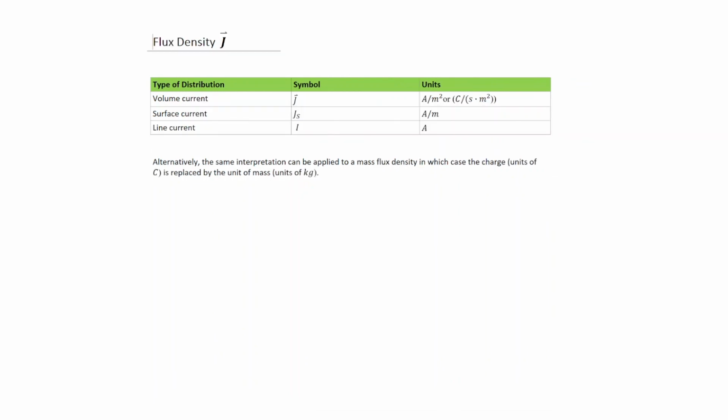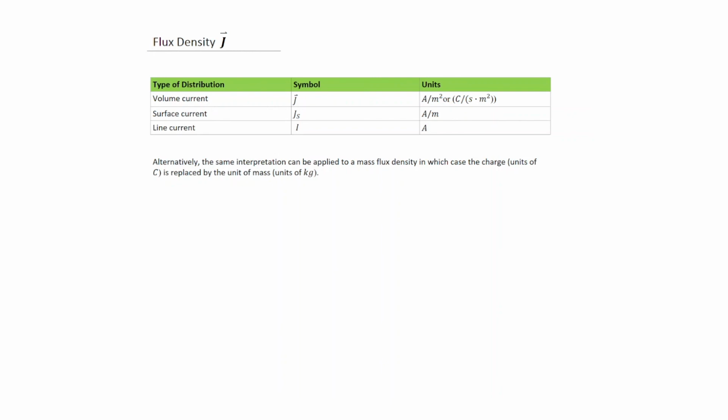All right, what about flux density J? We can have a volume current, a surface current, and a line current. A volume current would be, say, if I had a copper conductor and a current flowing through the copper in a specific direction. That would be a volume current distribution, and J, of course, would be directed. The units of the current flux density under those circumstances would be amps per meter squared, but amps is also coulombs per second, so you could also write it as coulombs per second per meter squared.